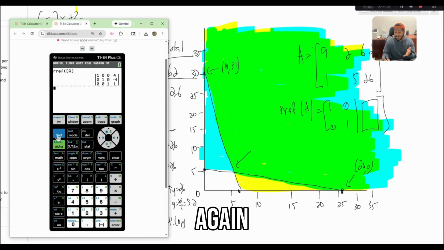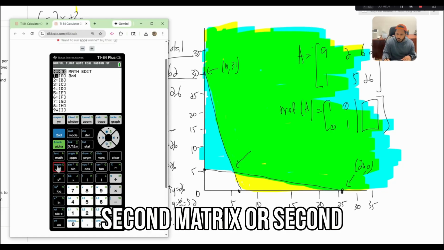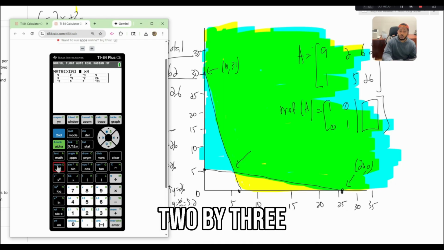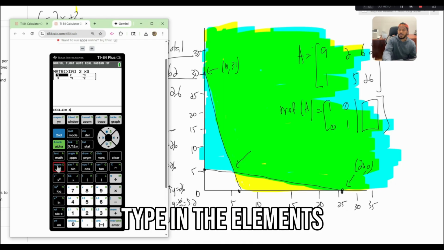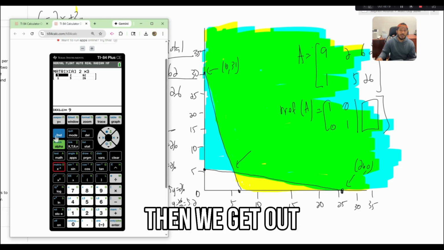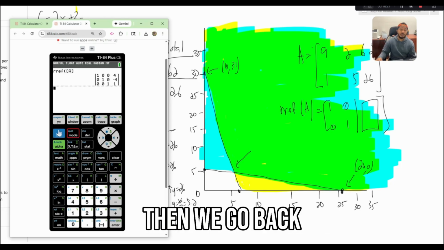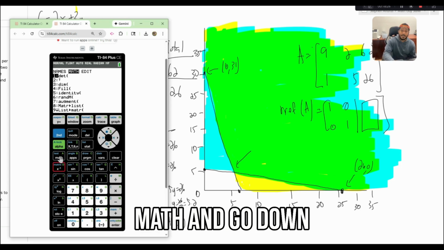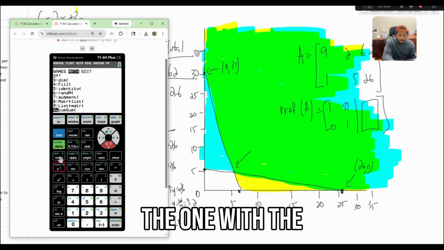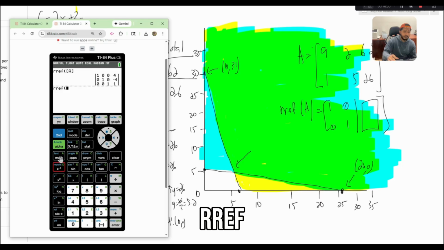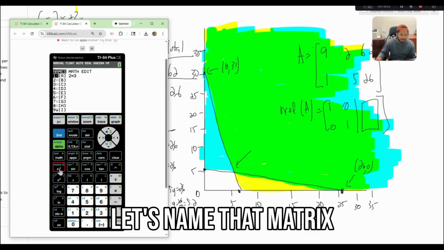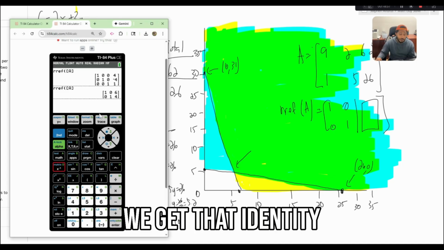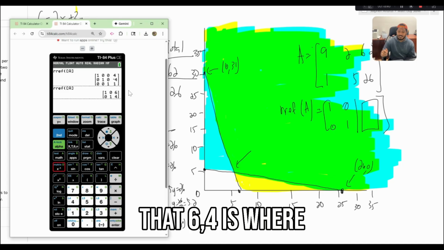So how we get to the matrix stuff, again, just like we did earlier, we go second matrix, then second X inverse, and then go over to editing this first matrix. Now this one is a 2 by 3, and so now we type in the elements. So 9, and so on, then we get out of there with second mode or second quit. Then we go back to the matrix stuff to find RREF: second matrix, then go to math and go down to RREF, again the one with the 2 R's. Then second matrix, and let's name that matrix, so matrix A.